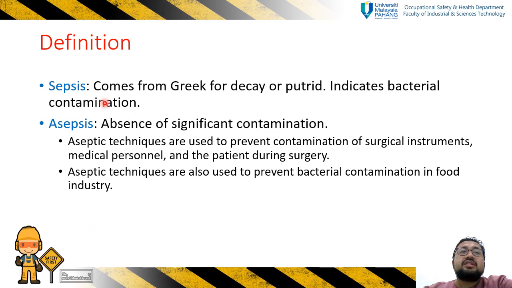So what is sepsis? Sepsis comes from Greek for decay or putrid, indicates bacterial contamination. Asepsis menunjukkan absent, so absence of significant contamination. Aseptic techniques are used to prevent contamination of surgical instruments, medical personnel and the patient during surgery. Aseptic techniques are also used to prevent bacterial contamination in the food industry. So basically, aseptic technique ni sangat berguna, especially dalam keadaan yang mana memang kita tak nak ada pendedahan terhadap bakteria.